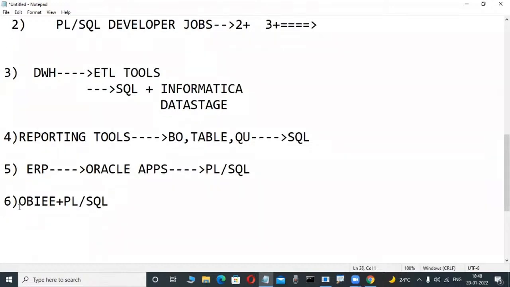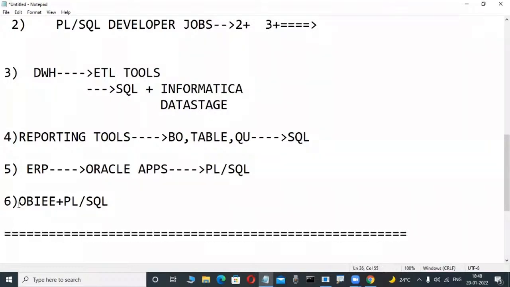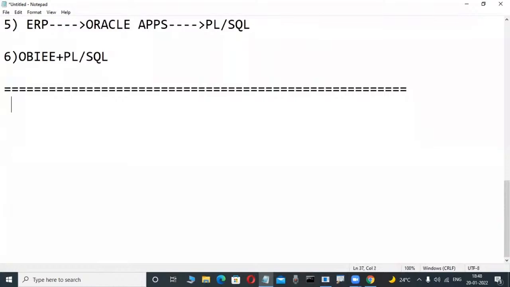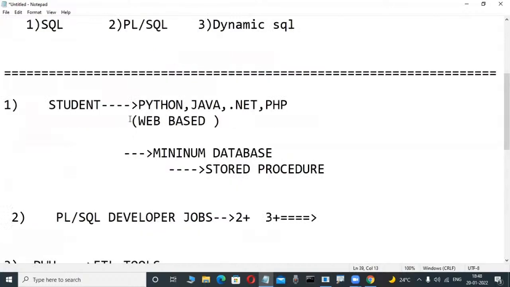Again, there are different persons. Suppose you are not interested in the programming side, and you want jobs on the administration side. In that case, DBA courses are there: Oracle DBA, SQL Server DBA, MySQL DBA, database administration courses. Minimum SQL knowledge is required before learning those courses, and these persons also learn these types of courses.